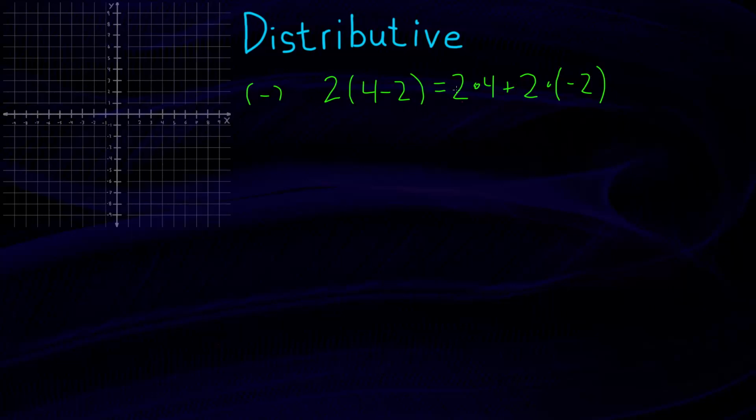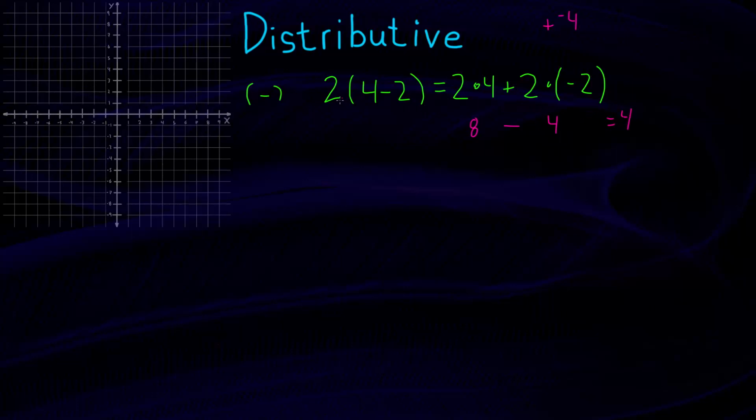We have 2 times 4 is 8, and 2 times negative 2 is negative 4. And so we're really subtracting 4. This is the same as saying plus negative 4. Okay? So 8 minus 4, we end up with 4.